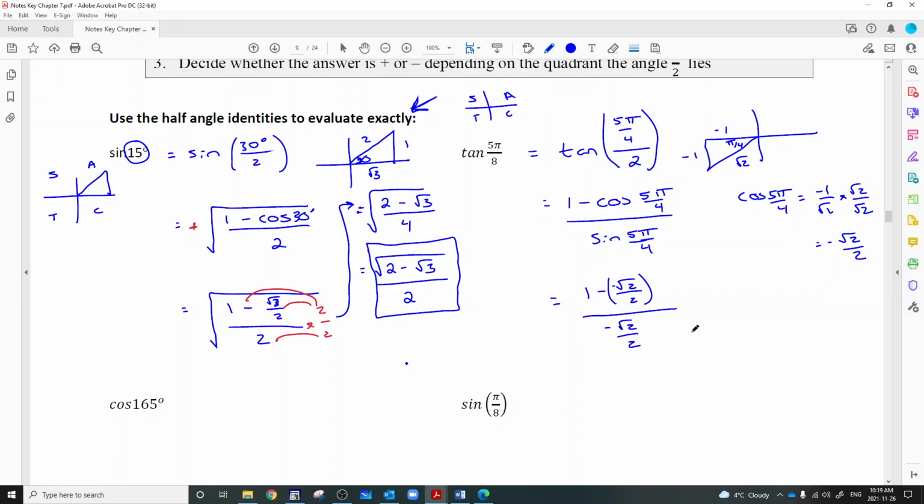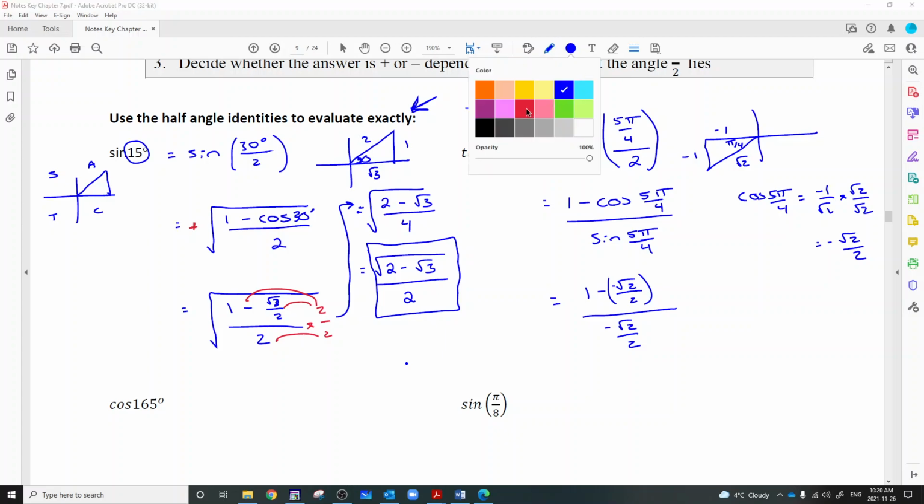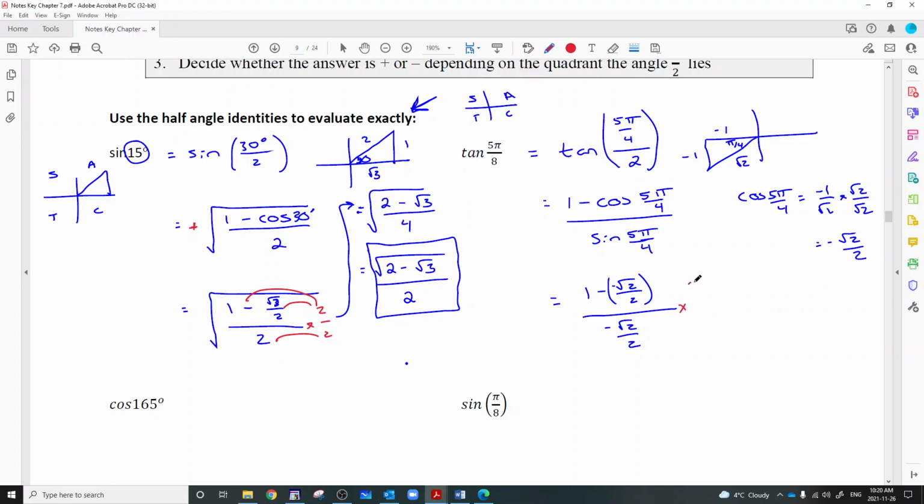Okay, so now the next thing I'm going to do is, what do I want to do next? I can do multiple things, right? I can simplify my numerator. I think what I'm going to do is multiply to get rid of the compound fraction. So I'm going to multiply by 2 over 2, the numerator by 2 and the denominator by 2.